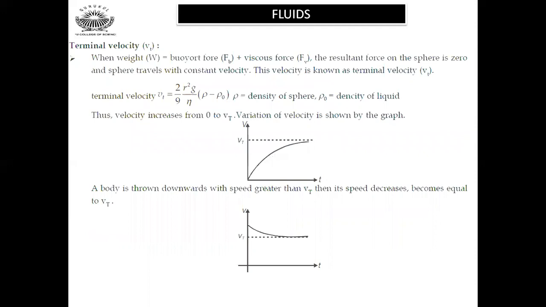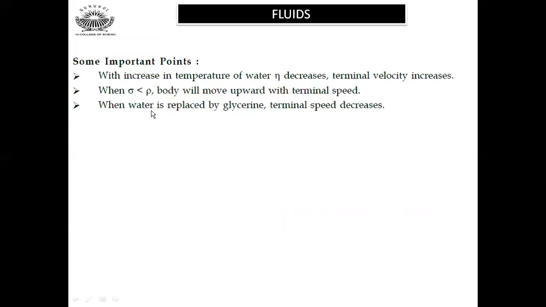Next, coming to the terminal velocity equation. It is the maximum velocity with which an object will move in a fluid. So the maximum velocity in a fluid, you call it terminal velocity. It will be 2 by 9 into r square g by eta, into rho minus rho naught, where rho is the density of the sphere material, and rho naught is the density of the liquid. So the velocity increases from 0 to Vt, and then it becomes constant. Then it decreases from 0 to Vt, and then it becomes constant. So this is how the equations will be.